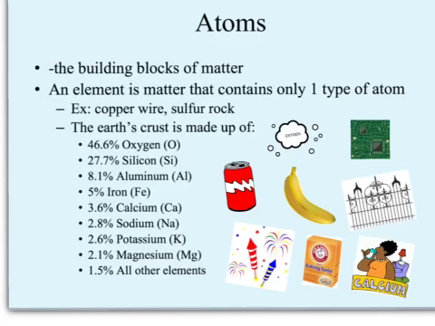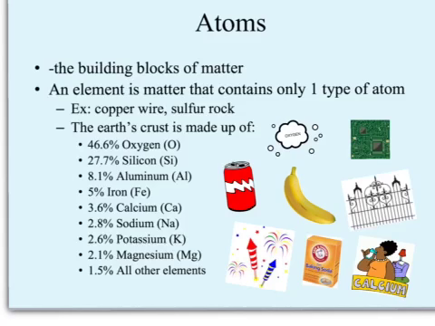Atoms are building blocks of matter. Atoms can combine to form compounds, and they can change their physical and chemical properties. An element is matter that only contains one type of atom. For example, copper wire only has copper elements or copper atoms. Sulfur rock only contains sulfur atoms. And you'll see later, or rather you will smell later, that sulfur can get quite stinky. If any of you have ever been to Yellowstone National Park, you would know.